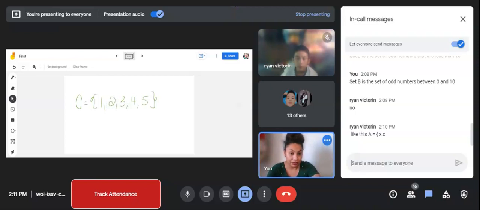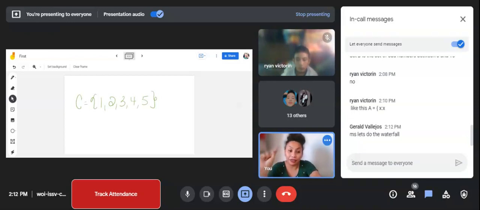notation. First, you have to think about what kinds of numbers do I have? I have 1, 2, 3, 4, 5. What are these numbers? What kind of numbers?